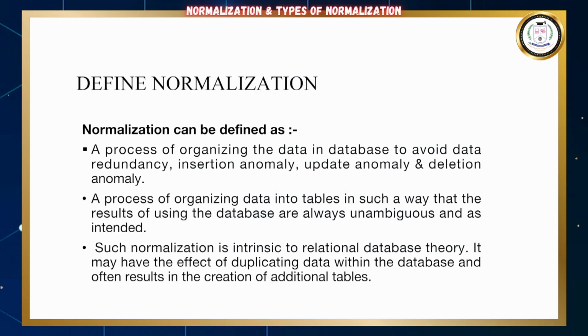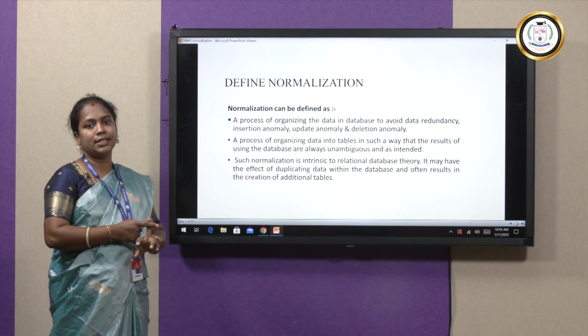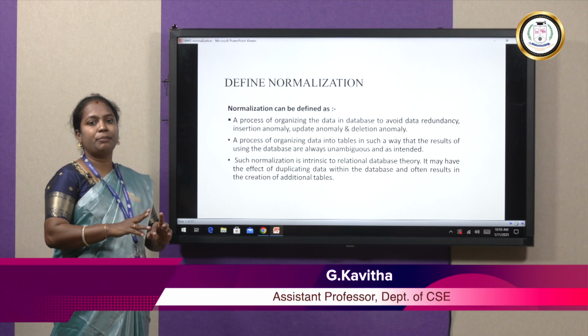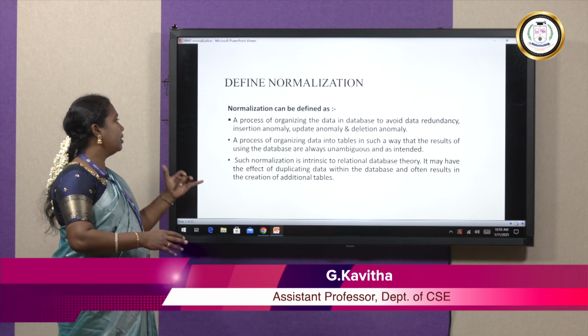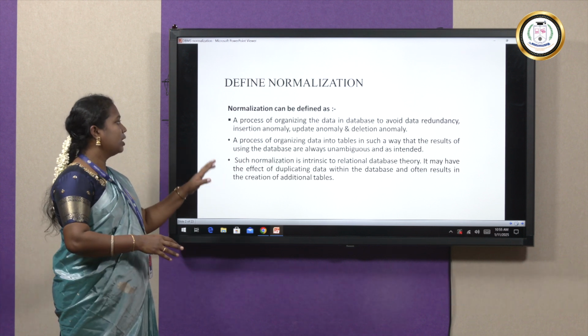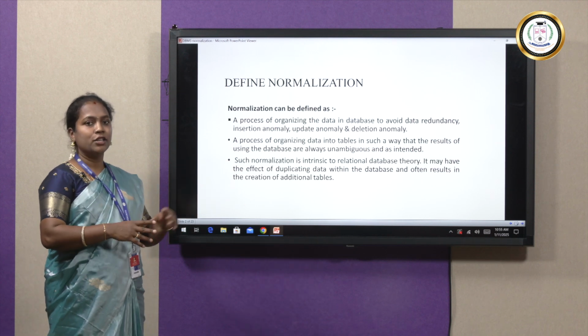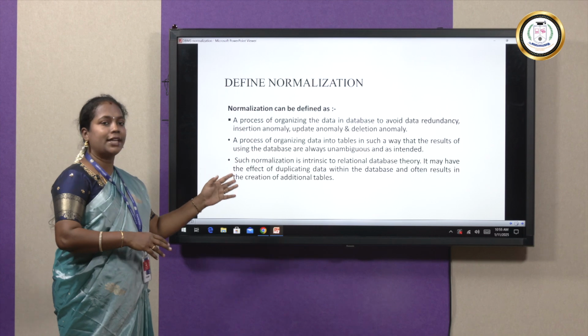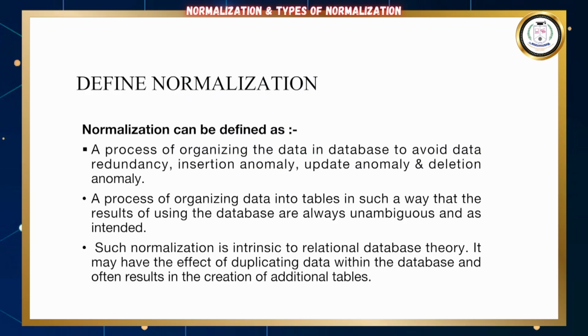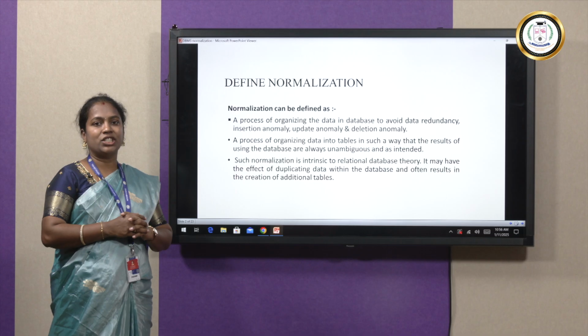First one, define normalization. Normalization is a process of organizing data in a database to avoid data redundancy. Redundancy means repetition. The repeated data will be avoided, and then insertion, update, and deletion anomalies. Anomaly is nothing but an error or bug. So it is the process of organizing data in a database to avoid data repetition, and update, delete, and insert errors and bugs. This is the normalization definition.